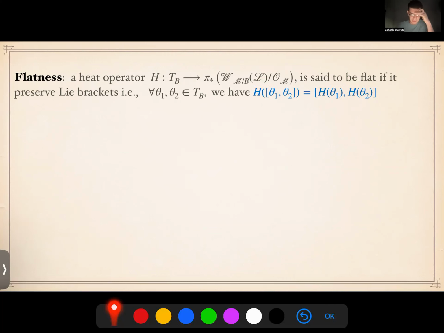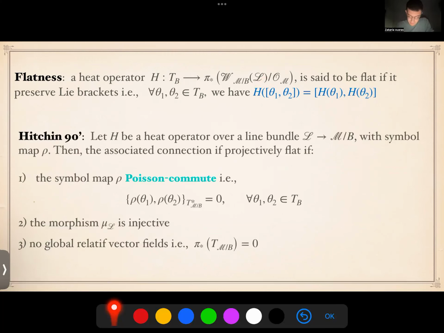This is a result, and Hitchin himself gave us a criterion for flatness encoded just on the symbol map. If you have a heat operator with symbol map rho, the associated connection is projectively flat if you have three conditions. I will begin with the third one. The third one tells us that there are no relative vector fields, meaning there is no vector field that fixes your line bundle difference. The second condition is that the natural map associated to your line bundle is an injective map. And the first condition is a little bit technical.